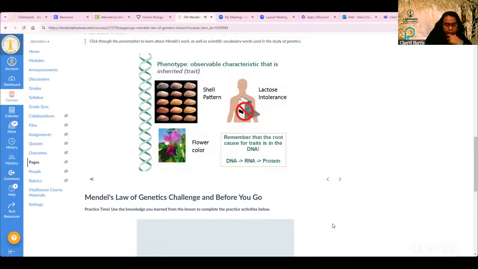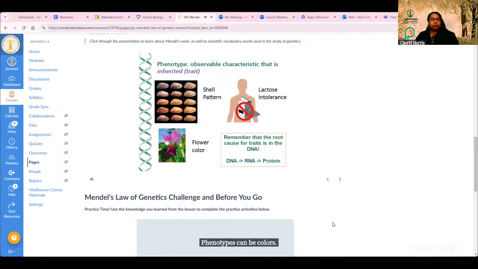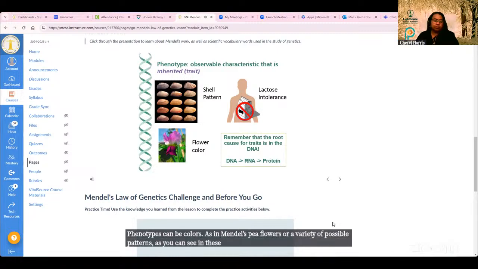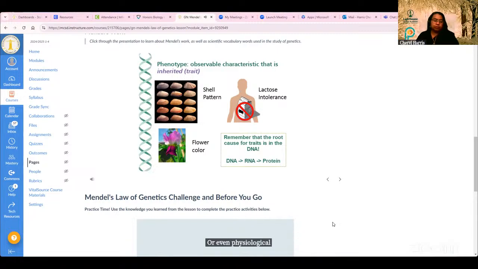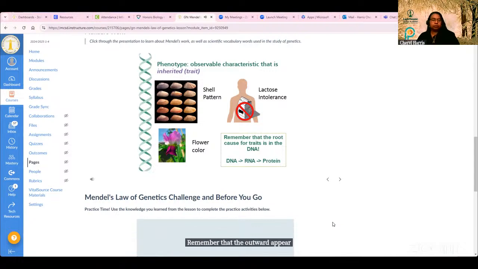A phenotype is the external appearance of an organism that is inherited. It refers to the physical appearance of the individual that is coded for in its genes. Phenotypes can be colors, as in Mendel's pea flowers, or a variety of possible patterns, as you can see in these bivalve shells, or even physiological effects, such as lactose intolerance. Lactose intolerance is caused by the lack of a functional enzyme that's supposed to be digesting the lactose sugar in milk. Remember that the outward appearance of traits, or the phenotype, is always coded for in the DNA.